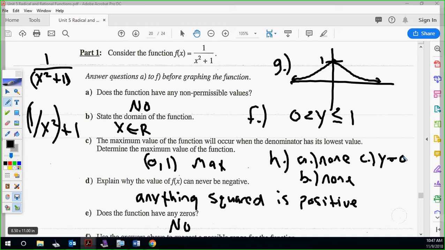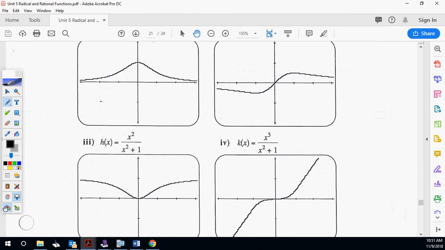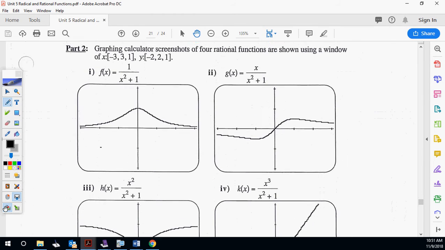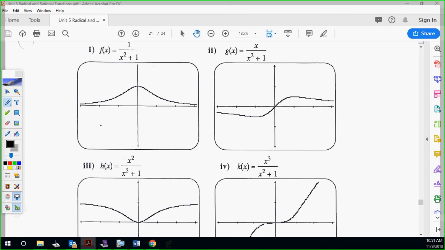All right. Now we're going to look at a couple of these graphs here. Any questions? It's going to go quick today. Okay. All right. So for these ones, we're going to look at all these different graphs here. So we just did I, right? That's the same one we just did. So it's already on here. So it says graph calculator screenshots of rational functions that are showing using the window. And we're going to use these pictures to answer the questions below. So I'm going to go below here, but you're going to refer to these pictures.